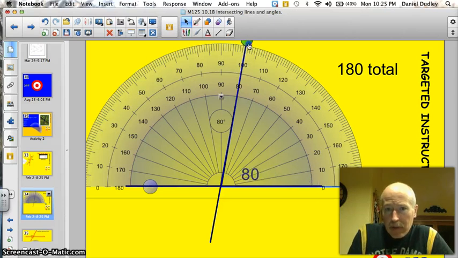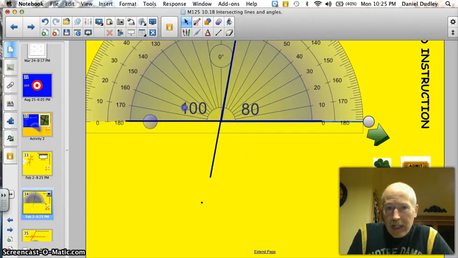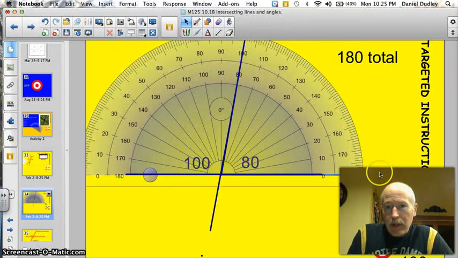Let me touch this again just to make sure. See the 80 pop up right here where I'm putting my finger? The numbers are moving. There's 80 degrees. Then on this side, it has to be 100. Here's my obtuse angle, 100 degrees. My acute angle, 80. Pretty cool, huh?